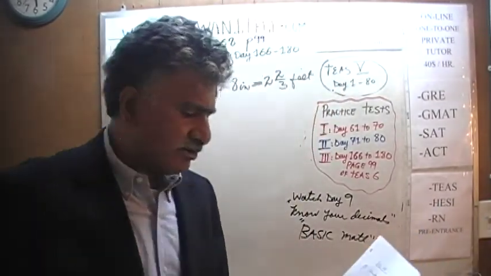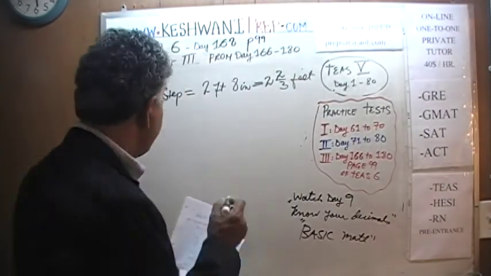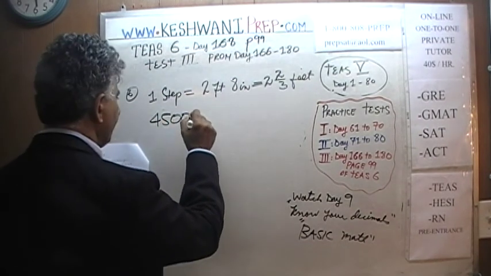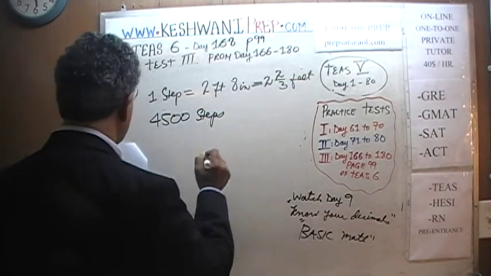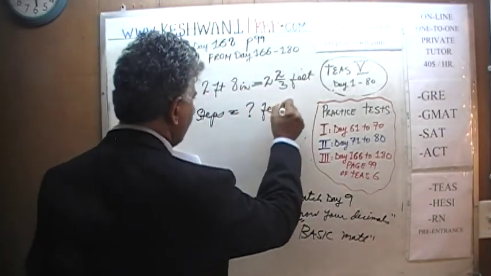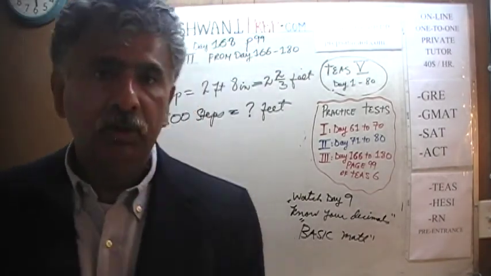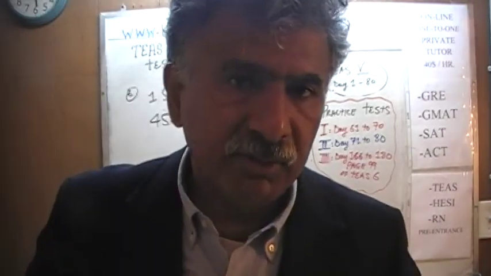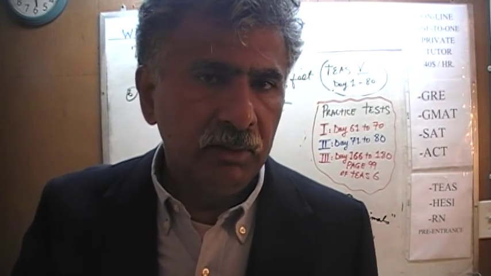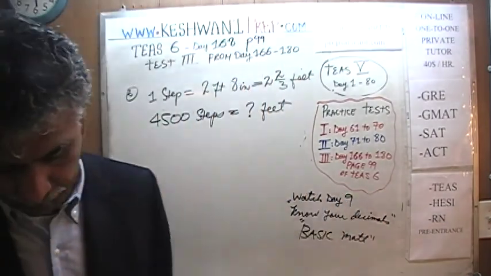So we know that one step, when I take one step, I cover 2 2/3 feet. The question is, how much distance did I cover if I were to tell you that I walked 4,500 steps, how many feet did I walk? How much distance did I cover in feet if I took 4,500 steps in my walk, and I know that each of my steps is 2 2/3 feet long? Let's find out, shall we?